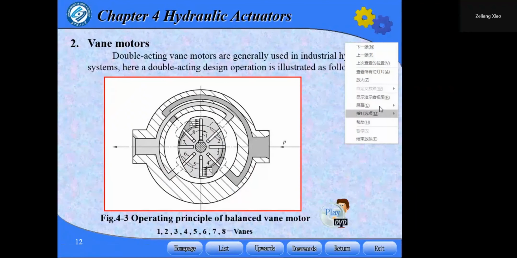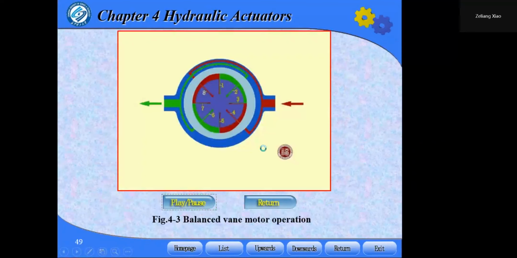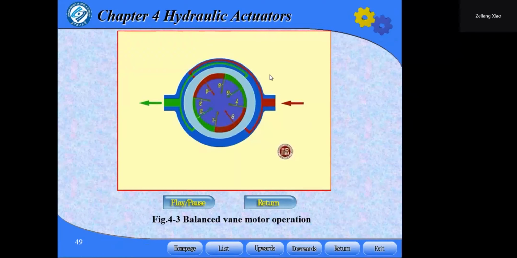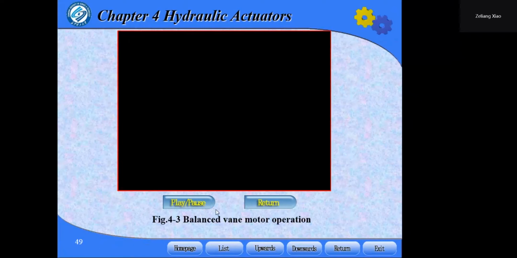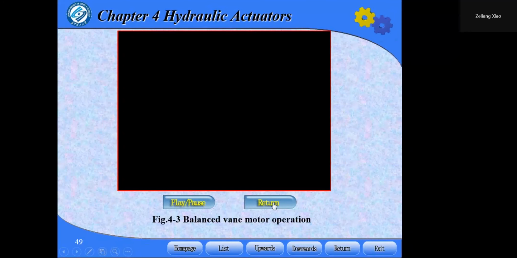Let's look at the video. Play the video and you can see it. This is the pressure oil going in this direction and out in this direction.